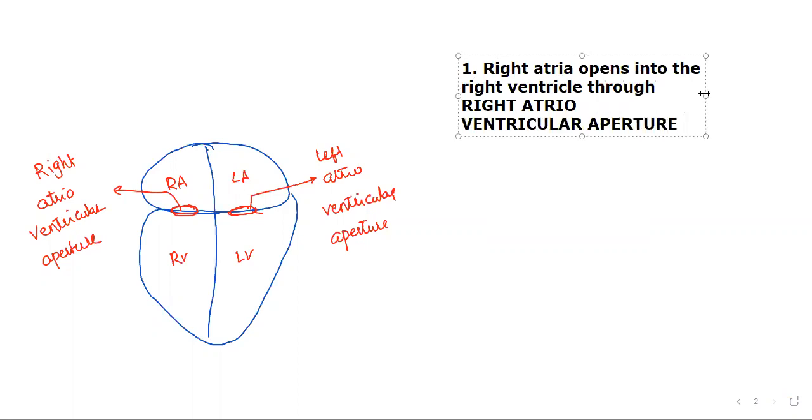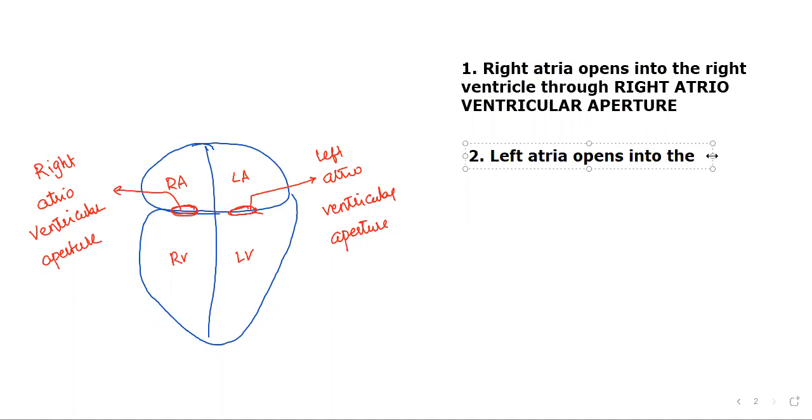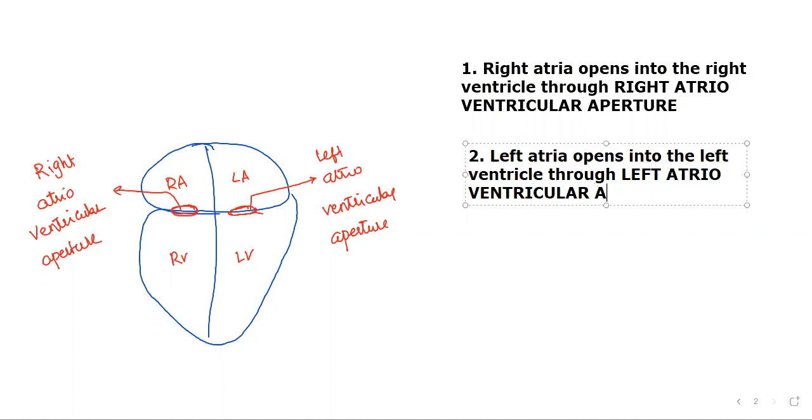In the same way, left atria opens into the left ventricle through the left atrioventricular aperture. The diagram explains everything, and all these diagrams which we are going to do here are completely imaginary, hypothetical, and don't resemble the original heart.